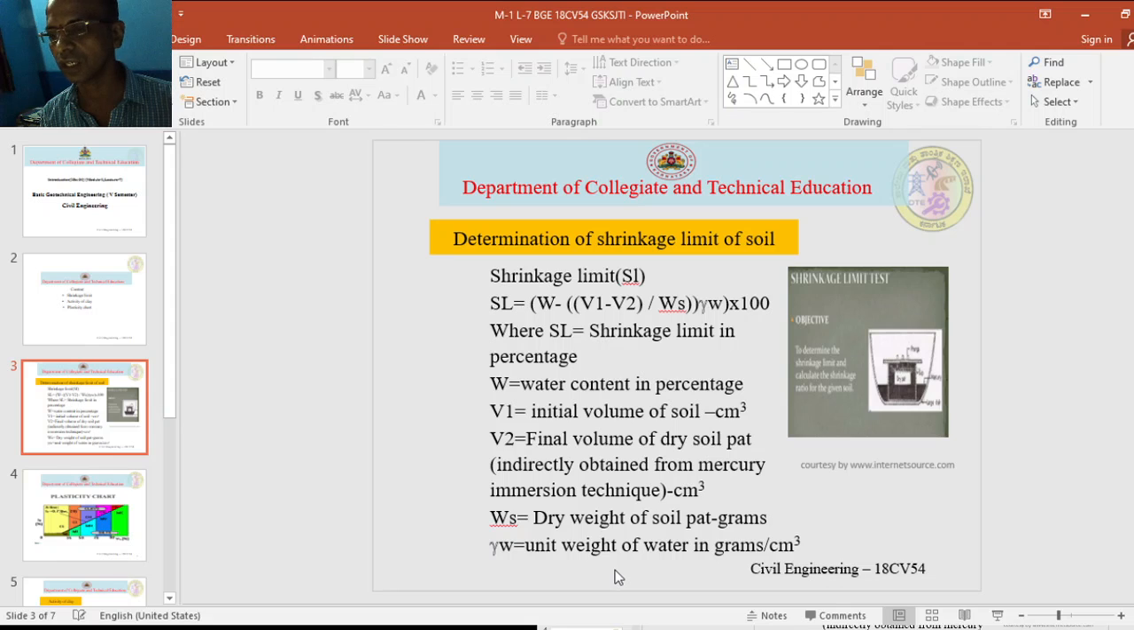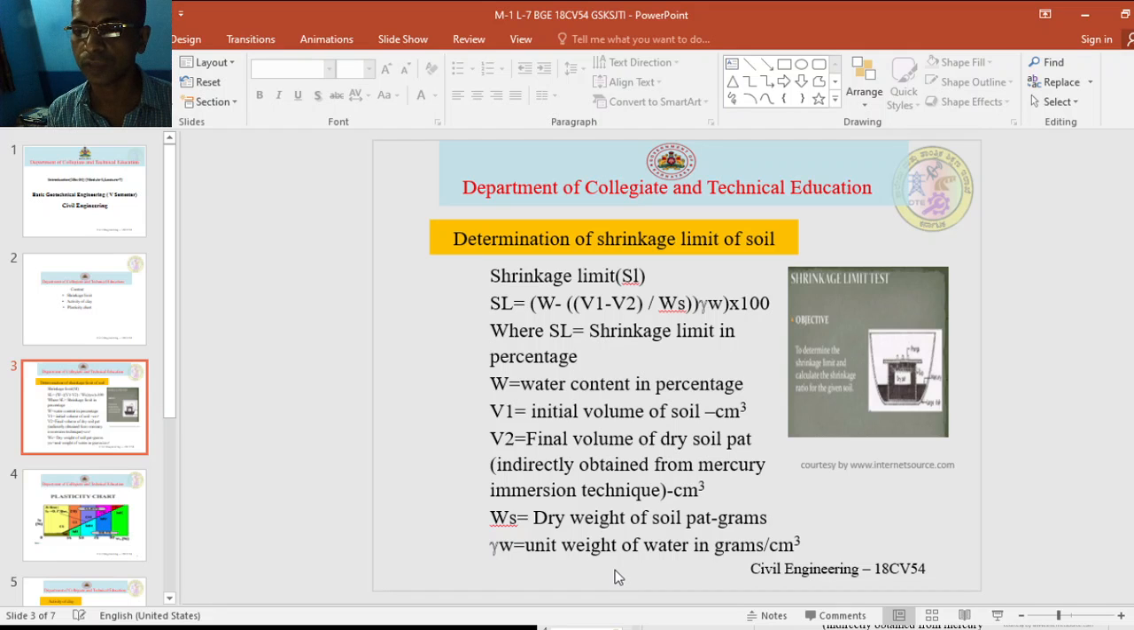Take 30 grams of that soil, add water which is 10% more than the liquid limit consistency, and prepare a paste. Take a shrinkage cup, smear oil or grease on the inner periphery of the cup, transfer that soil into the cup and tamp it so that air bubbles are removed, and then take the weight, let it be W2 grams.